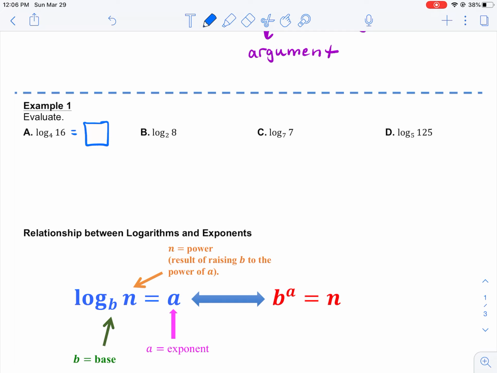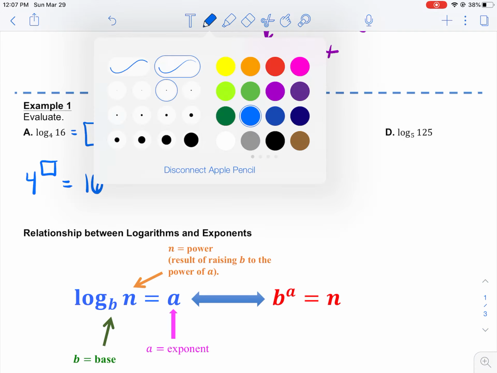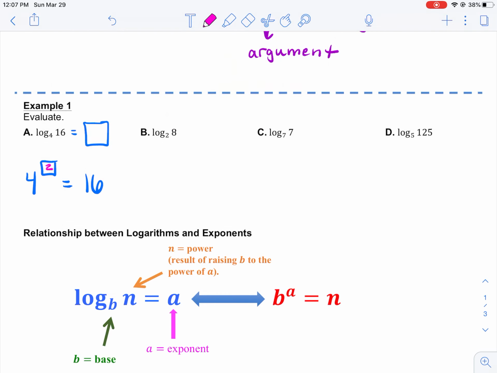And then what we're going to do, we're going to start with the base of 4. That's going to become the base of the exponent. And we're trying to figure out 4 to what power is 16. So we know that 4 squared is 16. And so if 4 squared is 16, then log base 4 of 16 equals 2. So logs equal exponents.